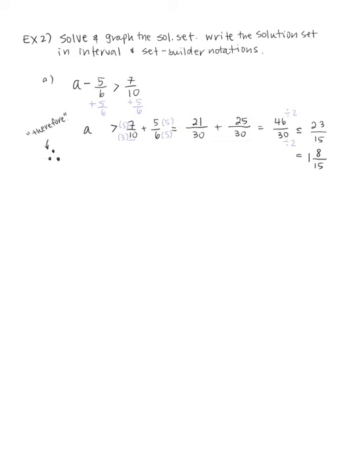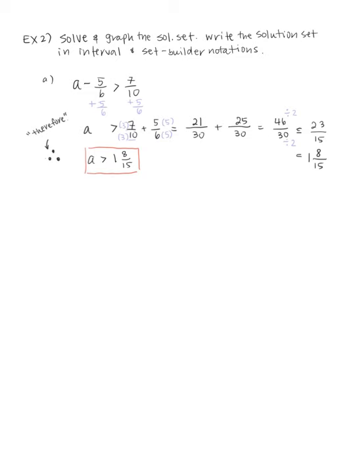So what do we have? We got a is strictly greater than 1 and 8 over 15. Okay, so I think we're ready to express our solution set on the number line, and from the number line we should be able to write our solution set in interval and set notation.